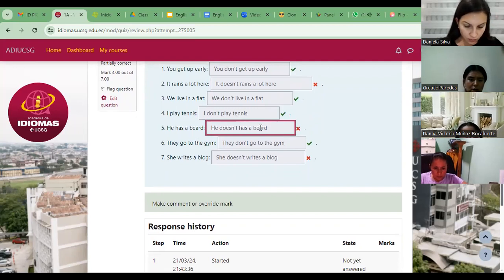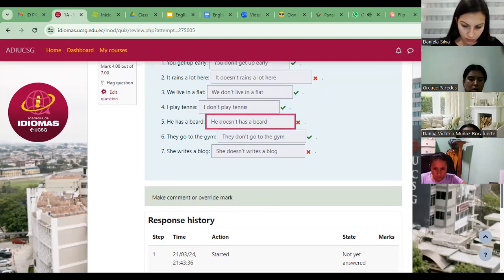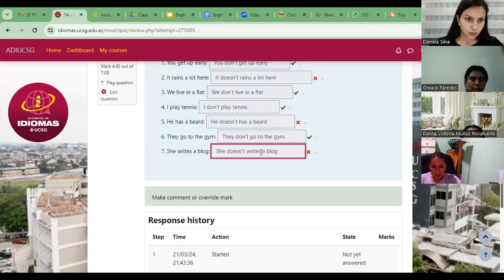He doesn't has a beard. What was the mistake? Has. It's not gonna be has, it's gonna be have. He doesn't have a beard. Why? Because we're using the auxiliary form, the negative auxiliary form. So the verb remains have. And in here, she doesn't write. What is it wrong?